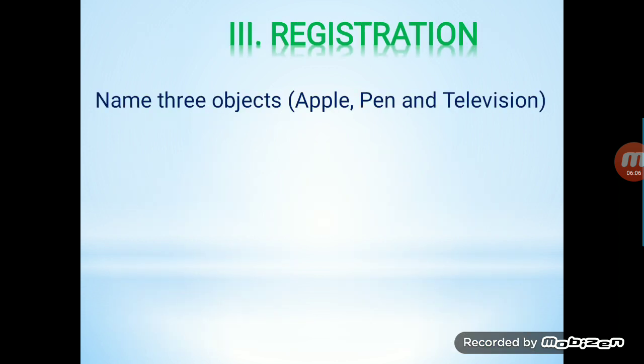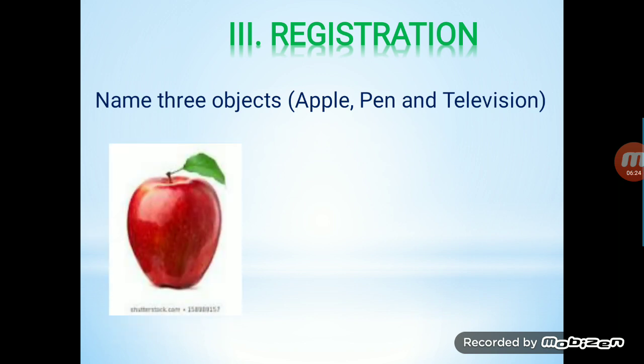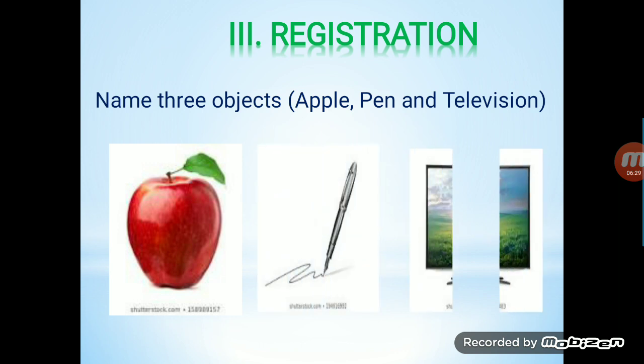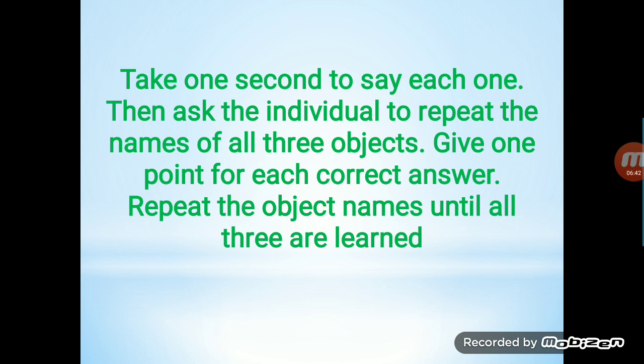So the next one is registration. In registration, what we have to do is name 3 objects and tell the patient to say them. Okay, so you name any 3 objects. Here the objects I have taken are apple, pen, and television. Tell the patient these 3 words and tell the patient to register them in their memory. Alright, so take 1 second to say each word.